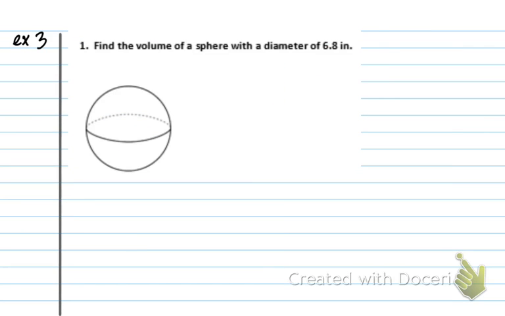Okay. The next one for the sphere, we're going to find the volume with a diameter of 6.8. So the entire thing is going to be 6.8. We don't need the entire thing, we just need half of it. Right? So half of 6.8, we're going to divide that by 2, and we get 3.4. That's going to be our radius. Okay, so we're going to do our formula.